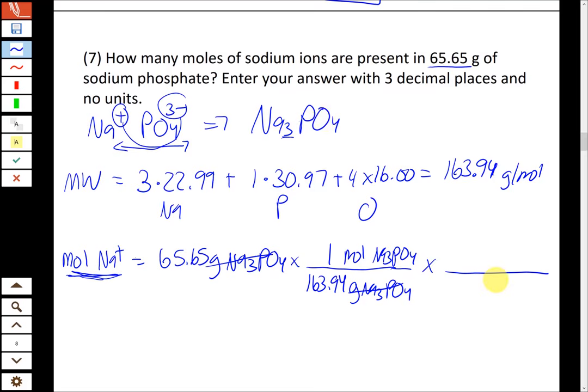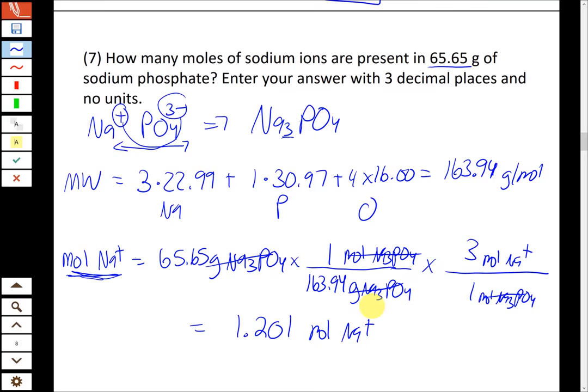So in this case, what we're going to do is we want moles of sodium phosphate to cancel, and we want to find out how many moles of sodium ions there are. And as we said, the formula has 3 in it, so there's 3 moles of sodium ions for every mole of sodium phosphate. So that last step there is critical, which a lot of people tend to forget when they do problems like this. And so we get 1.201 moles of sodium.